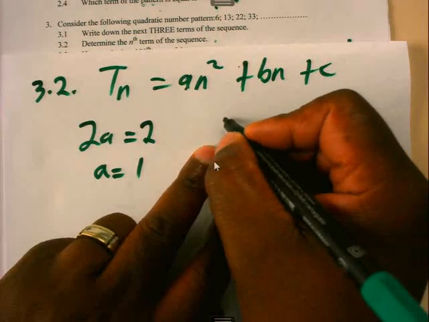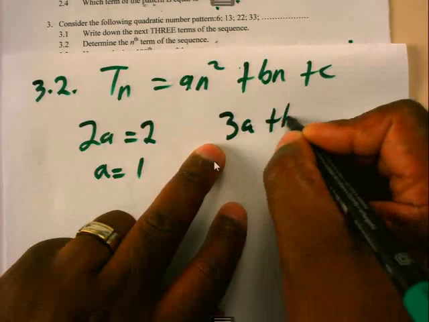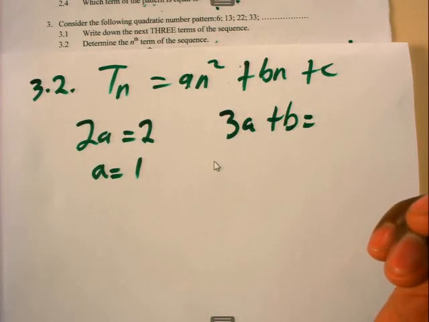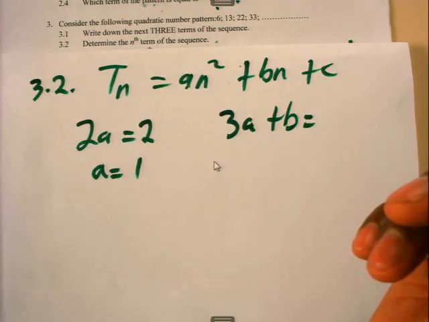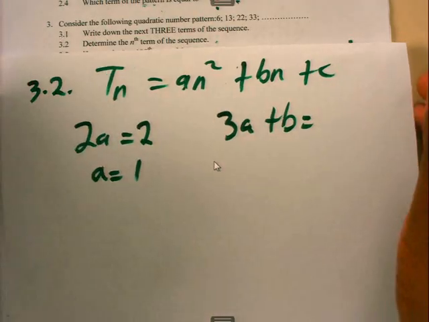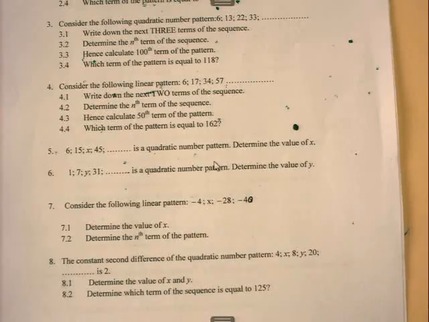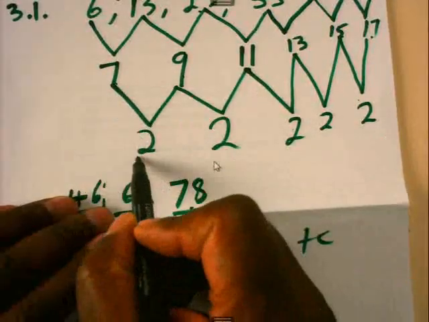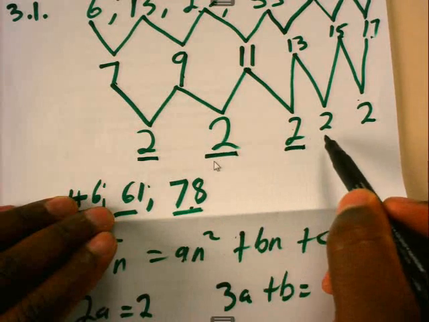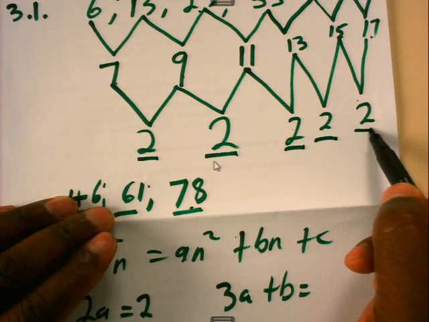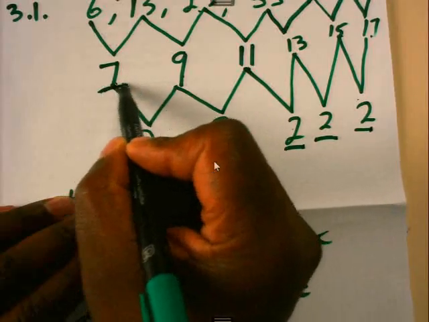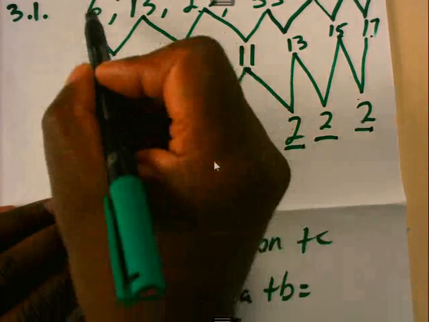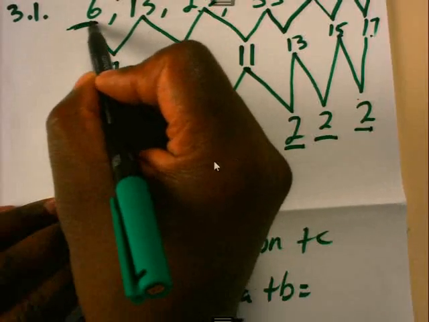Remember, to determine the value of b, you say 3a plus b must be equal to the first term of the first difference. Let me show you the difference. This is the second difference. It's clear, the second difference is 2. The first term of the first difference is 7. And the first term of the pattern is 6.